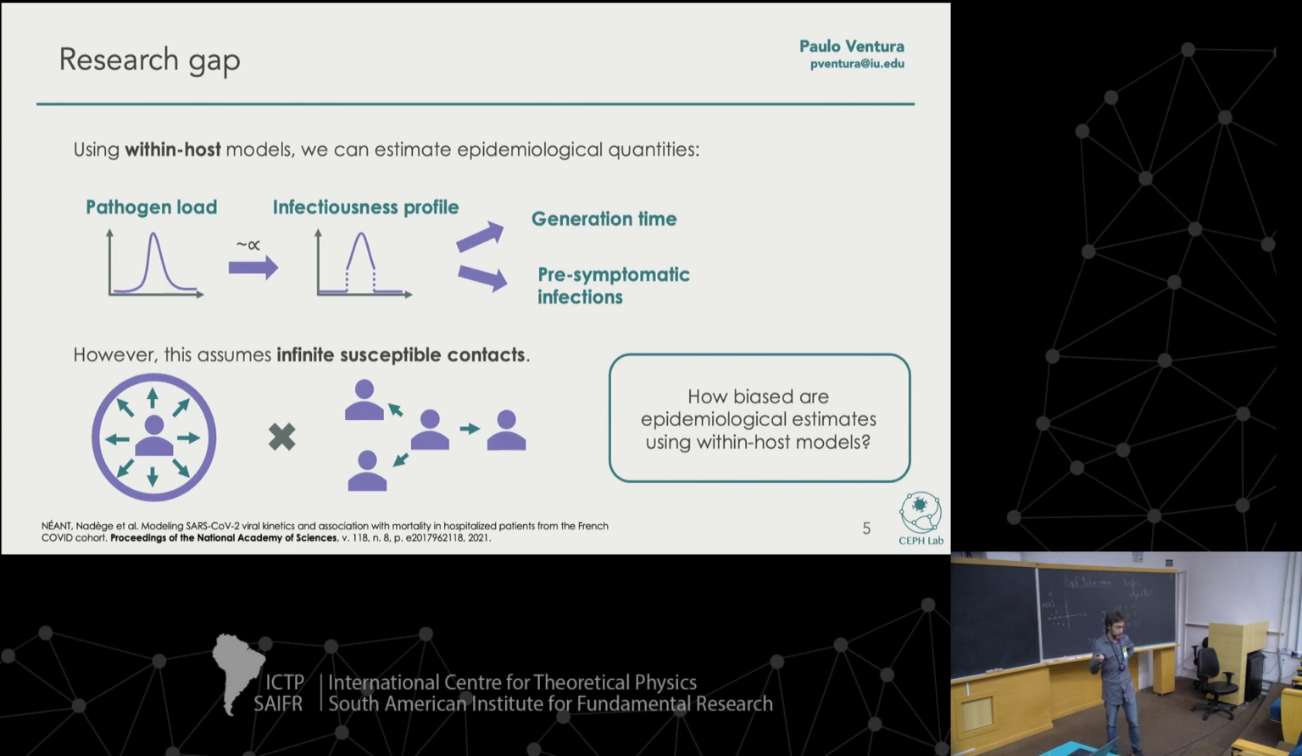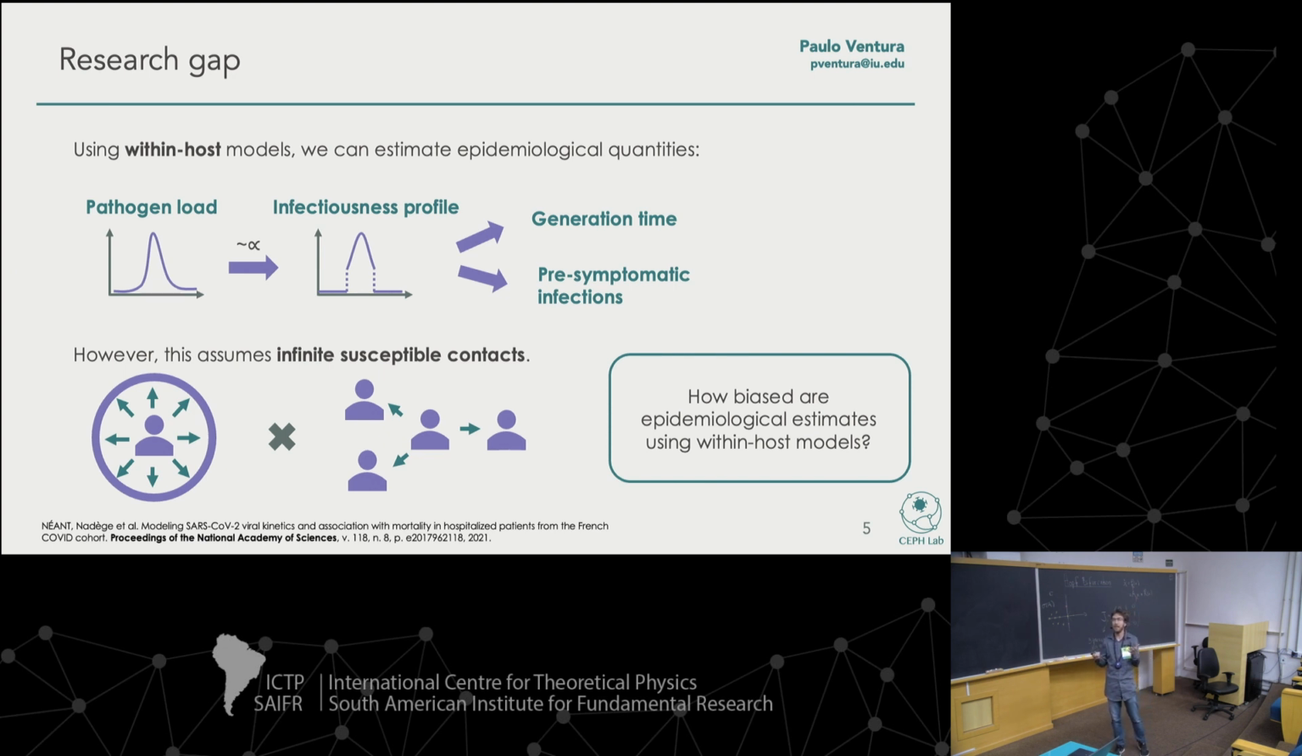And the thing is that you can use, for example, within host models to estimate those epidemiological quantities, because the within host model will give you the pathogen load, or if I can say from now on, the viral load over time, which can be a proxy for the infectiousness over time. So how infectious is that host? And with that, you can calculate generation time and pre-symptomatic infection rates. However, to do that with a within host model, you have to make an assumption that you basically have infinite susceptible contacts. So that's a strong assumption.